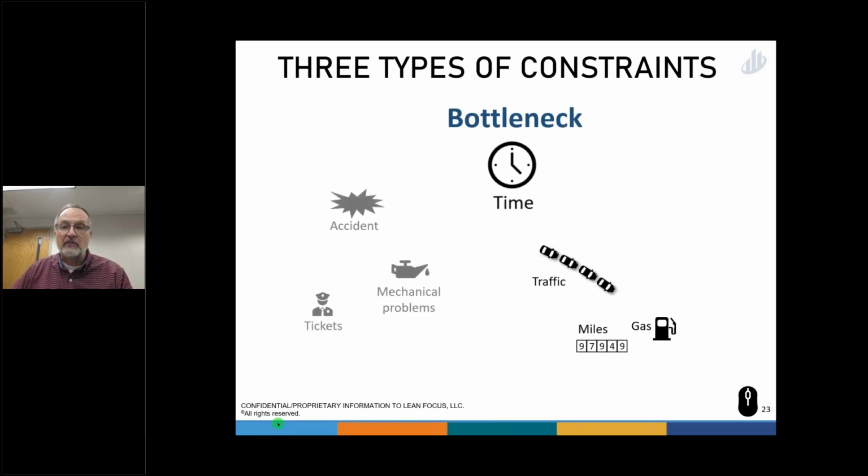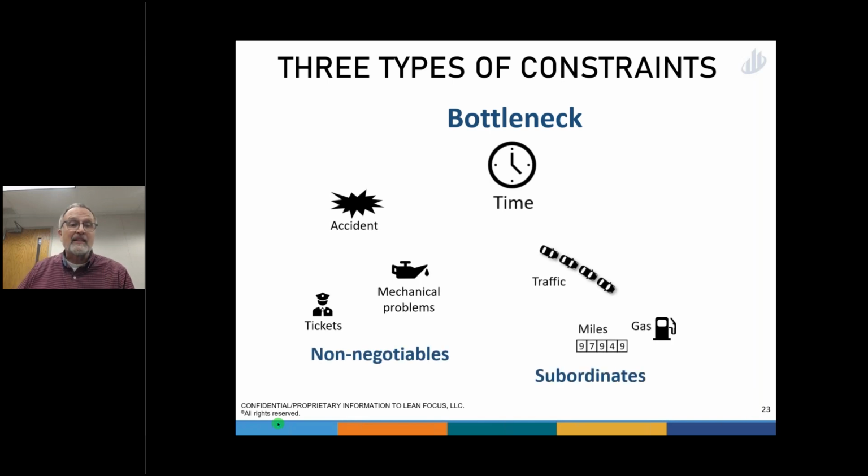Time is your bottleneck. That interview is at 1. My GPS says I'm going to get there at 10 till 1. Oh no, I can't afford anything. And so we think of things as a bottleneck, time. I've got to figure that out.